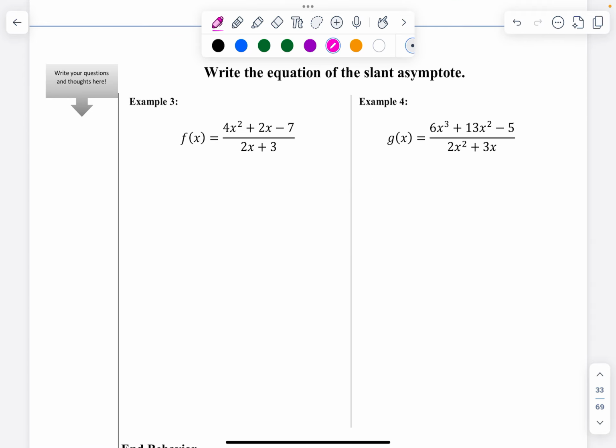So what if we were looking for slant asymptotes here? Here I want to double check, does this have a slant asymptote? This is 2, this is a degree of 1. Yes, there's a slant asymptote. Here you could do one of two things. You could either use long division, or you could use synthetic division.